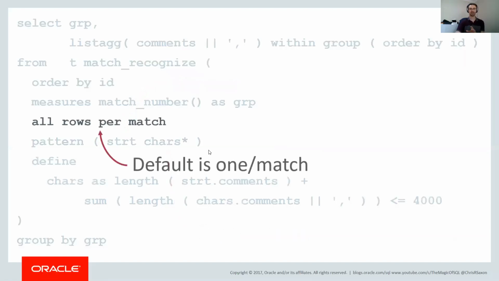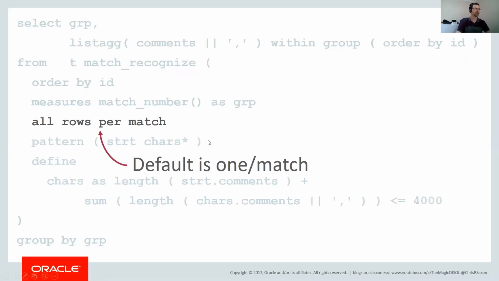Next, we've got this all rows per match. So we need to define this. By default, match recognize will just give you one row for every row in the group. So it's kind of a bit like group by. If you're trying to group all the customers, if you group by customer ID, for example, your orders, you'll get one row per customer. By default, match recognize does one row per match. So if we've got a bunch of short strings before we hit our 4,000 character limit, then instead of seeing all those rows, you'll just get one row at the end, which is not necessarily what we want. We want to see all the information as well.